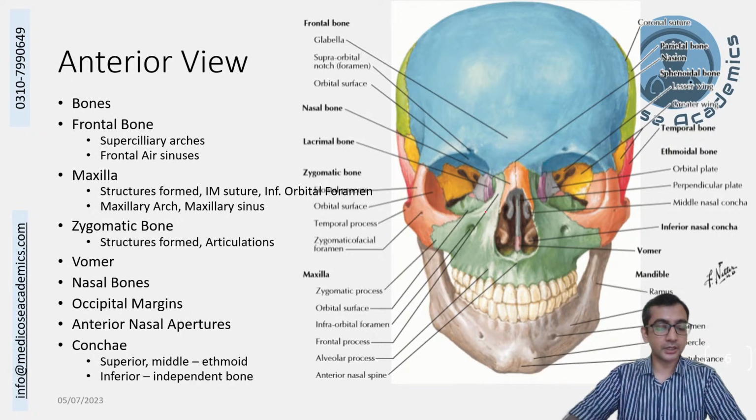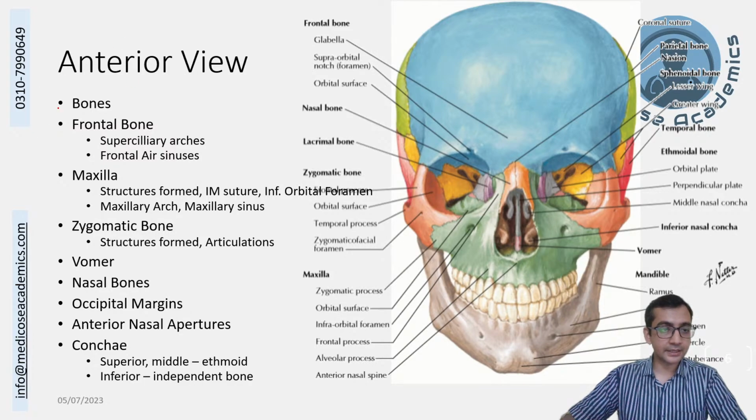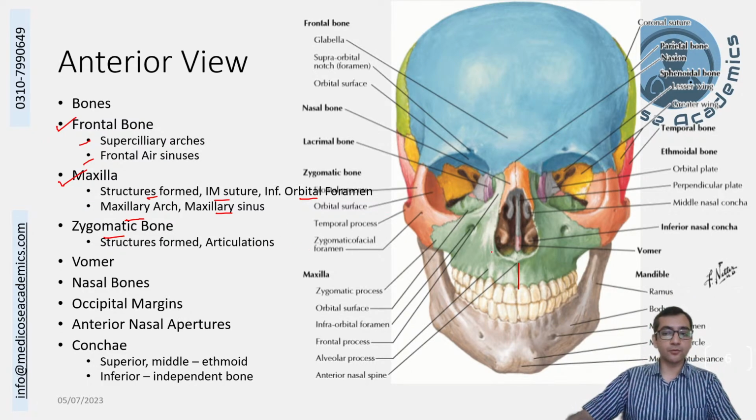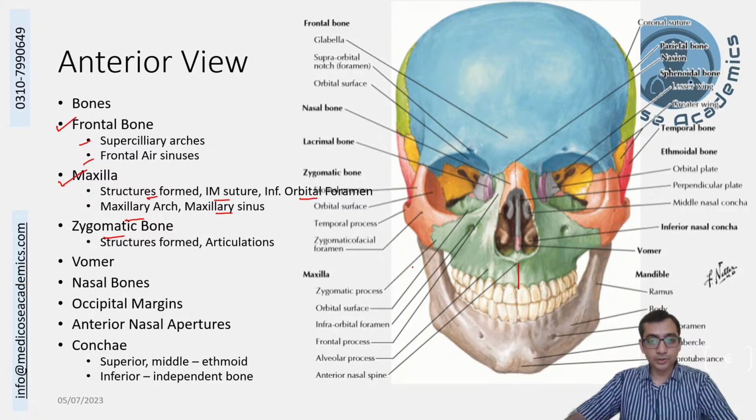So we have talked about the nasal aperture. Let's summarize. We have the frontal bones, superciliary arches, and frontal air sinuses. We've talked about the maxilla and sutures, the intermaxillary suture right here, which is not very visible in adults because it is fused. We covered the infraorbital margin, maxillary arch, and maxillary sinus. We have talked about the zygomatic bone, the structures it forms, that is the part of the orbit and the cheek, its articulations, and the foramina that are present. We talked about the vomer bone in the nasal septum, the nasal bones forming the nasal aperture, the orbital margins, and the conchae, the shelves, the middle concha and the inferior concha. So this is all about the anterior view.